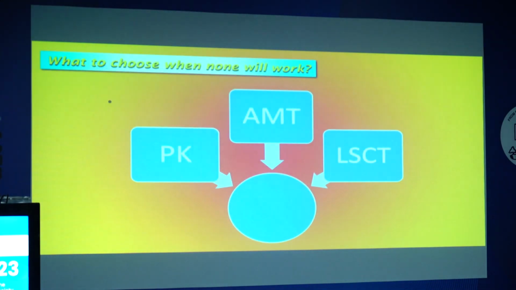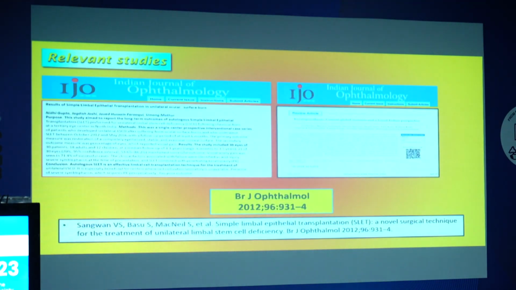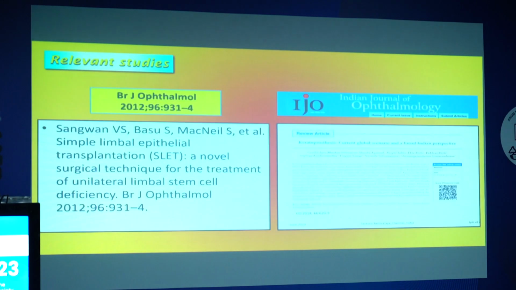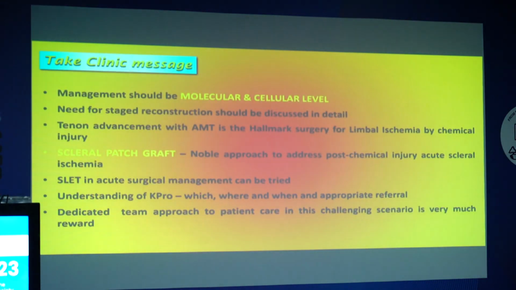So what to choose when none will work? Then I think this patient should need the KPro, and you should send to colleagues who will do this. These are the relevant studies, and the technical message is management should be at the molecular and the cellular level. We should know which level I am addressing, what I am doing. It should be clear to you. Needs for staged reconstruction should be discussed in detail.